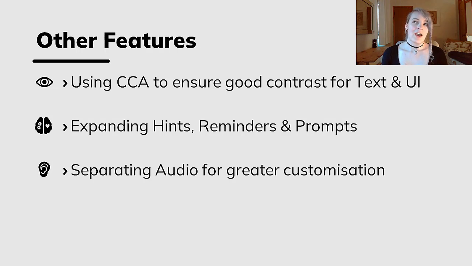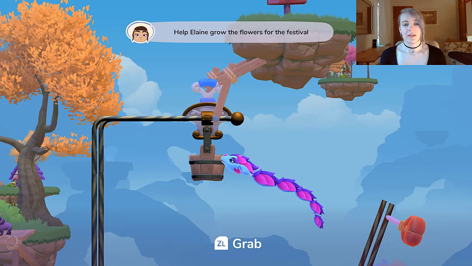So having that breakthrough with our hints, reminders and prompt system was quite big for us. We're going to have a lot of pop-ups on screen which are optional, but they're there to help the player. These things are represented like this. You can see there's a character icon associated with the hint, which says, help Elaine to grow the flowers for the festival.